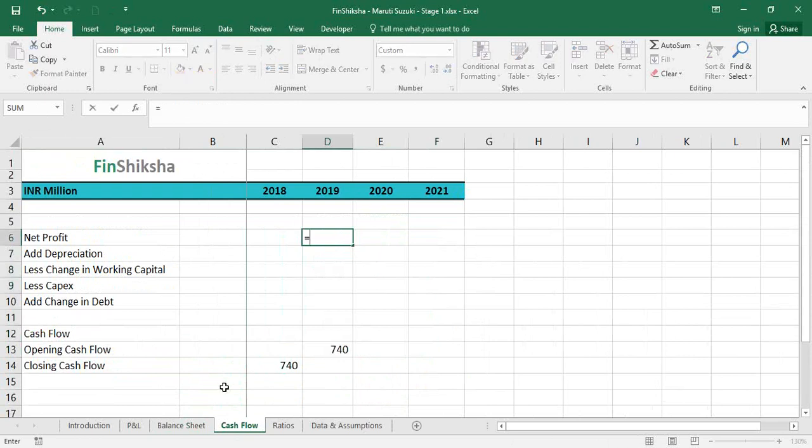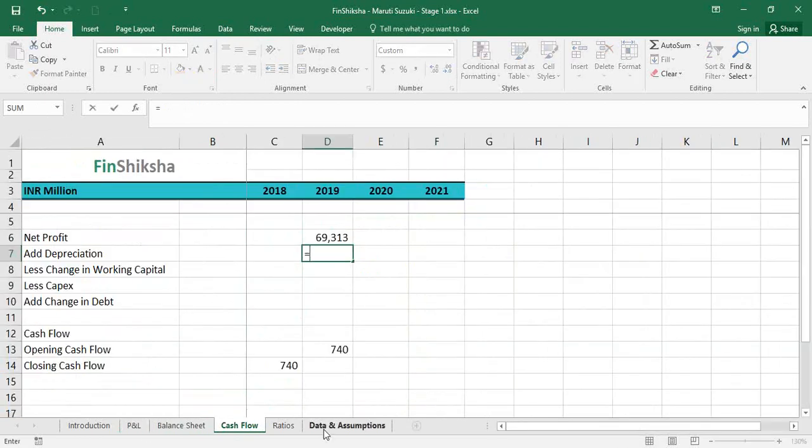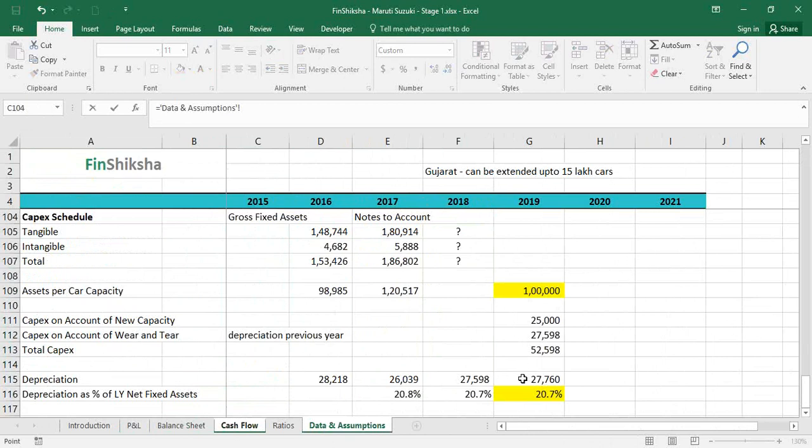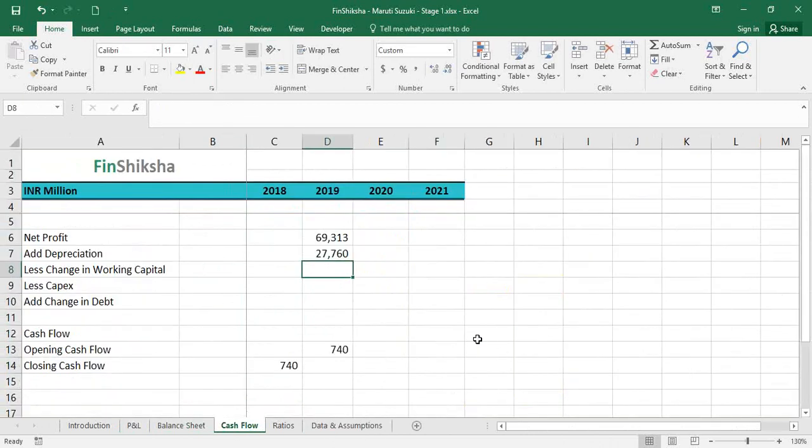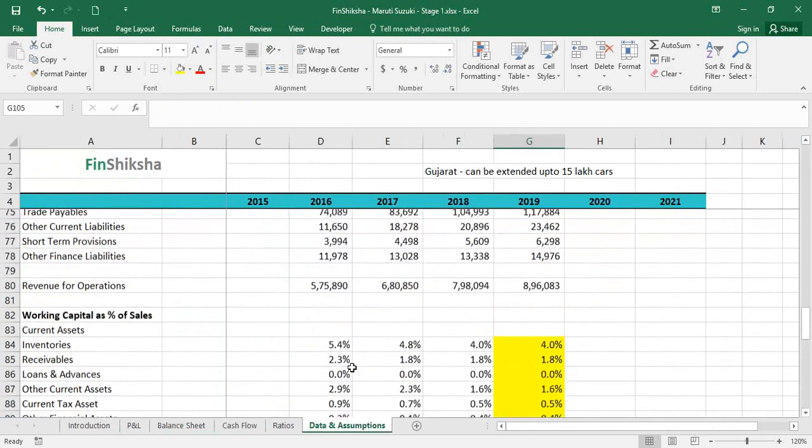Rest of the numbers we are going to plug in now, right? Do we know what is the net profit that's available on the P&L? I can plug that number in here. Do we know what is the depreciation that's available here? I can plug that number in here. Let's go and find out change in working capital. So here, how do you find change in working capital?